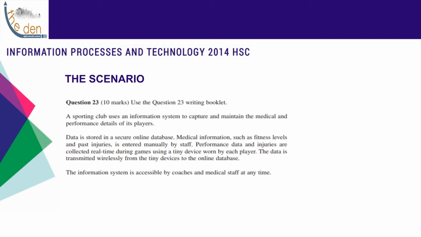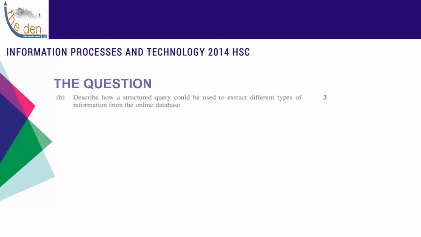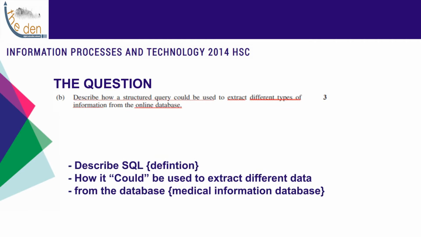With that being said, let's get into part 2 of this 3-part question. The question is: describe how a structured query could be used to extract different types of information from the online database. Let's break this down. We don't necessarily need to take out any words, but we will be talking about the key terms which will make this question simple for us to respond to. Keywords such as describe, a structured query, and how it could be used to extract different types of information from the online database.